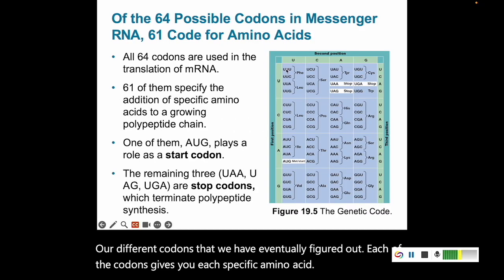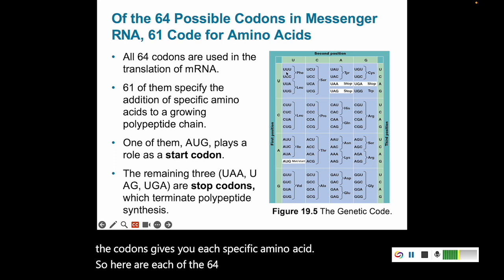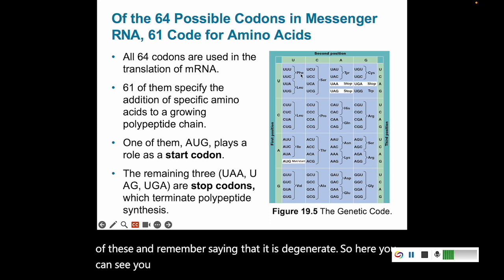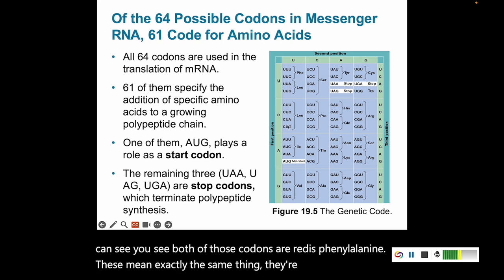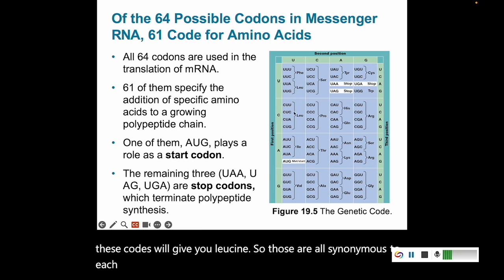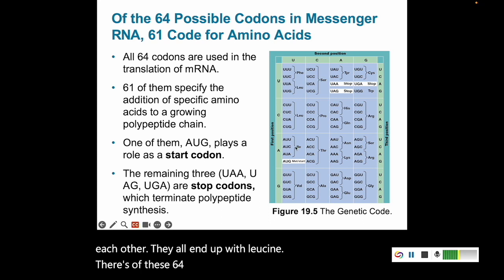So here are each of the 64 possible codons, from UUU, UUC, UUA, all of these. And remember, we said that the code is degenerate. You can see UUU and UUC are both read as phenylalanine. These mean exactly the same thing. All of these codons will give you leucine, so they're all synonymous to each other. Of these 64, 61 of them will give you a specific amino acid.